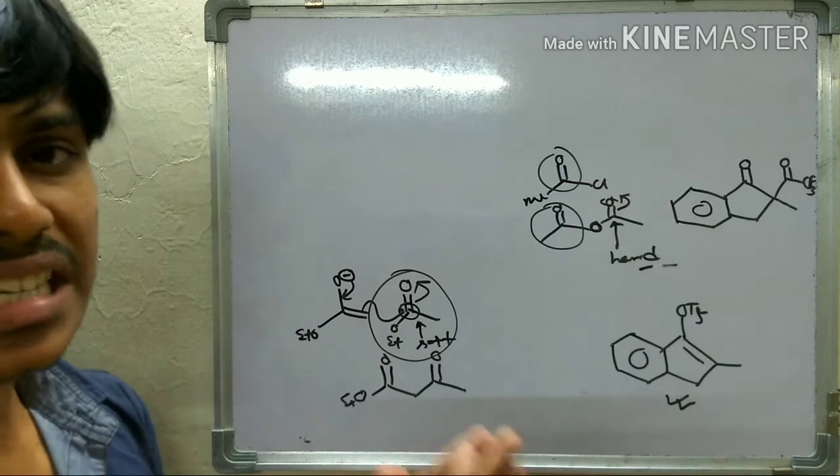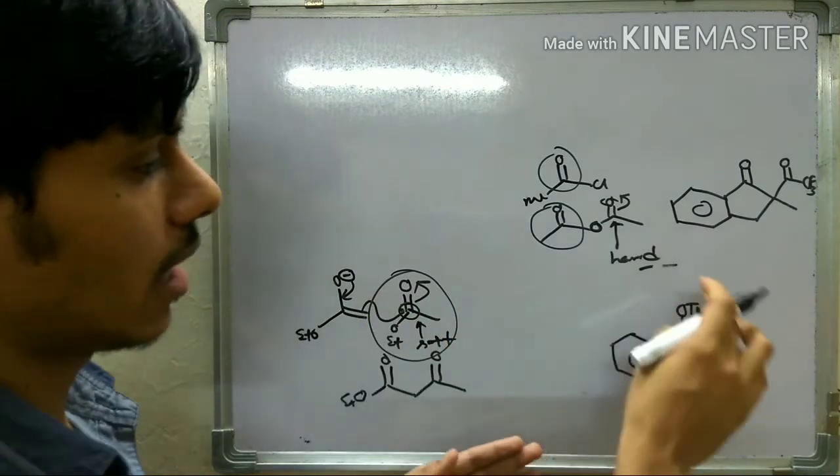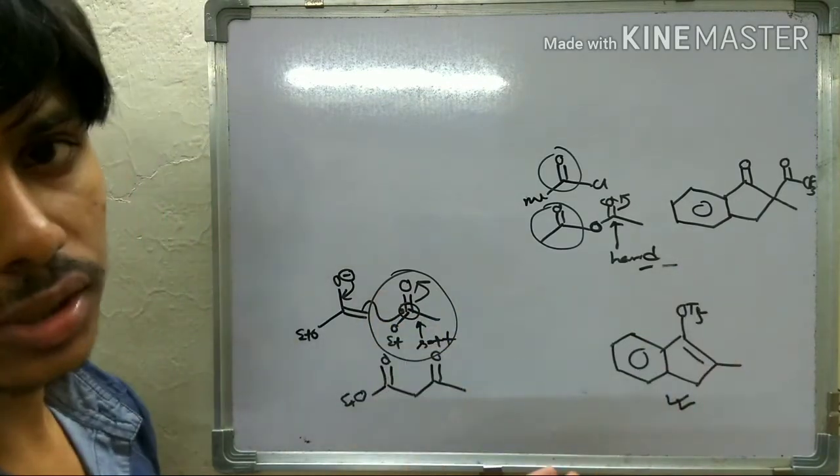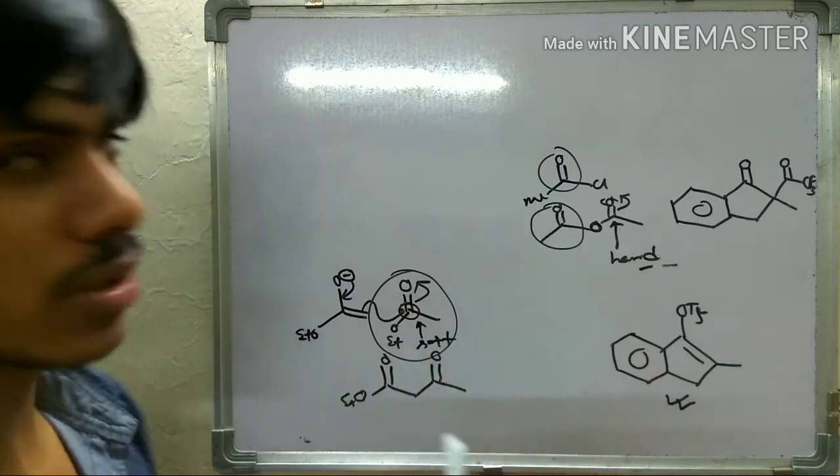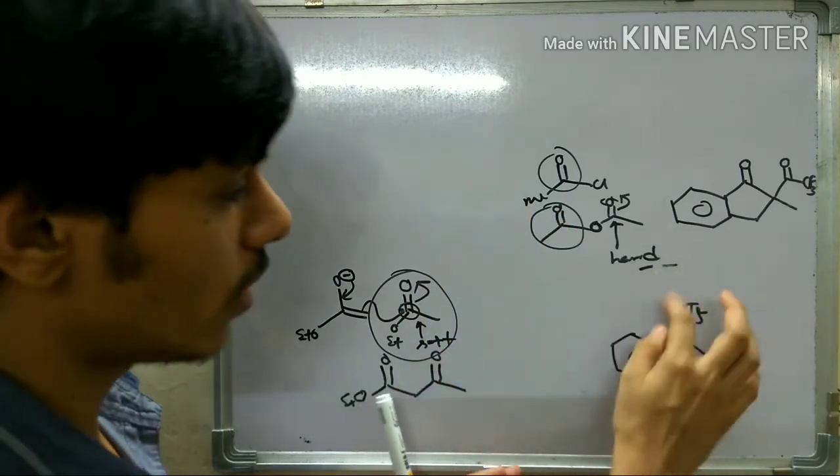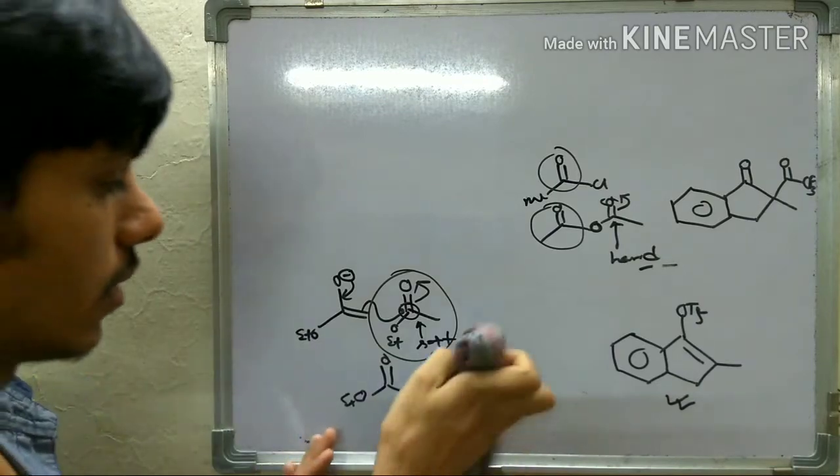And when you are using triflic anhydride, O-acylation always occurs. So you have to remember that when you are using triflic anhydride, your oxygen group will always be acylated.